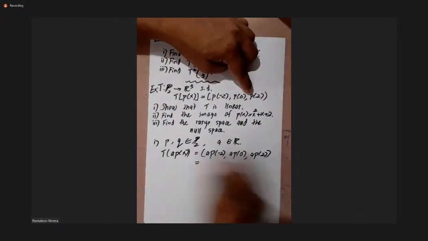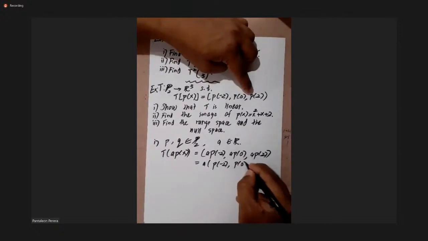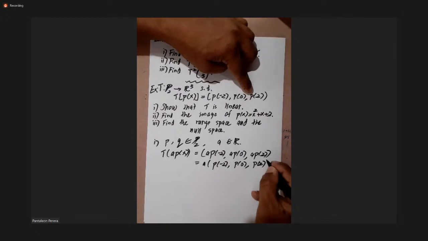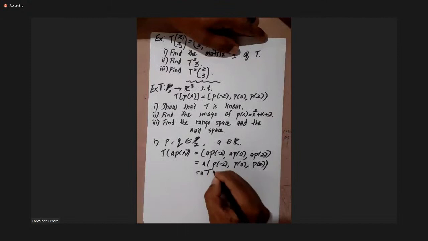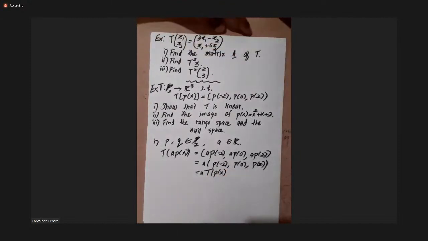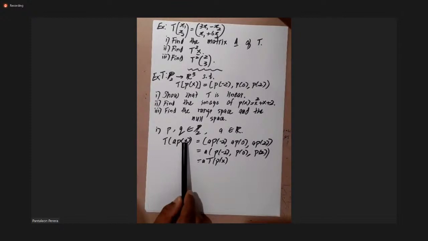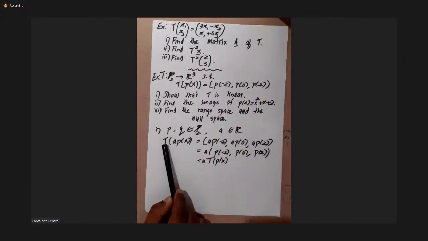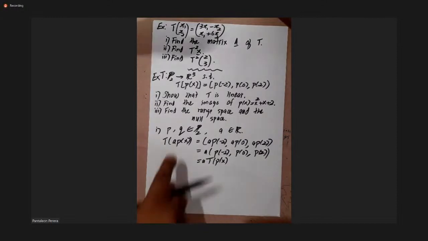Then you can do it like this. You can pull out a, right? a is common to everything. So this is simply a times T of p(x). Look. Scalar multiplication first, then you apply the transformation, or you apply the transformation and scalar multiplication follows after that. So no matter what order you do, you get the same result.